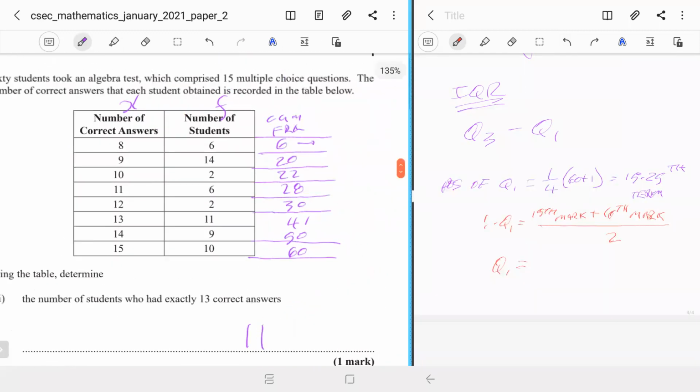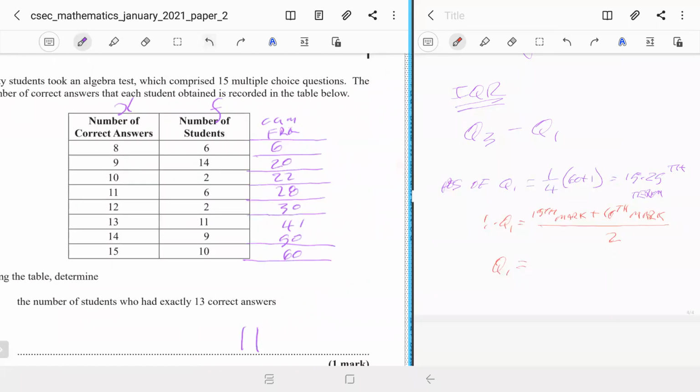Then this group right here, we're going from the 7th student all the way up to the 20th student. So it means that the 15th and the 16th marks are both 9. You see that? Yes, sir. So that's 9 and a 9. So Q1 is a 9.